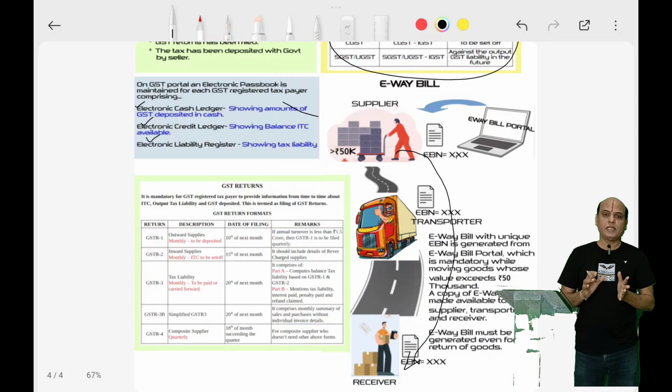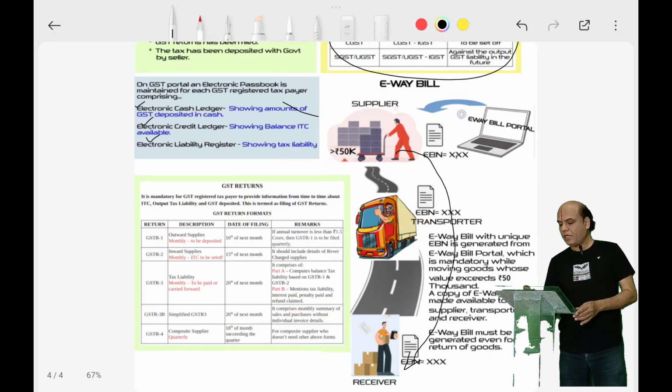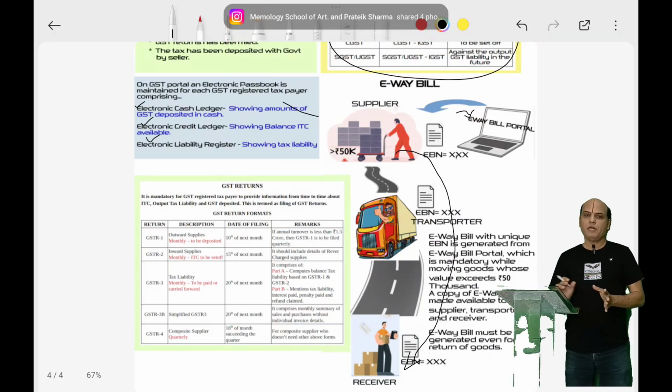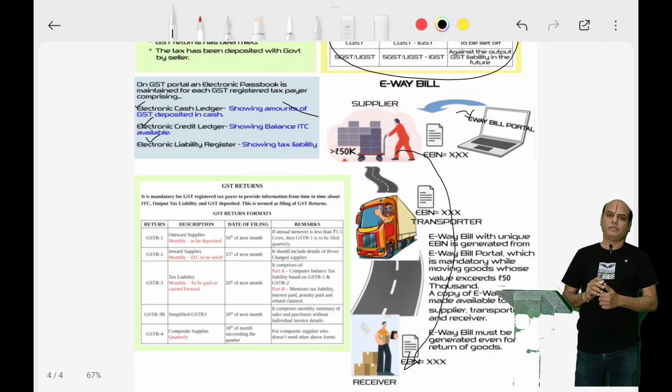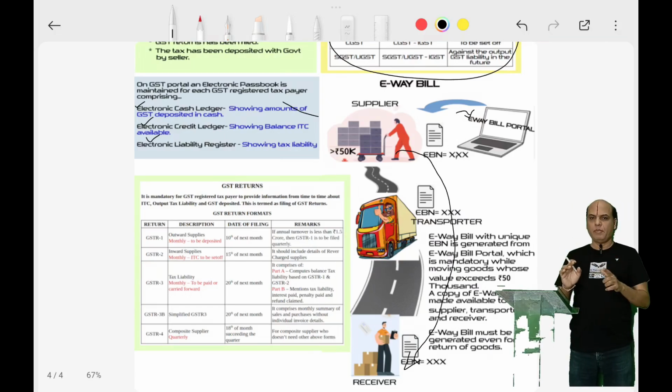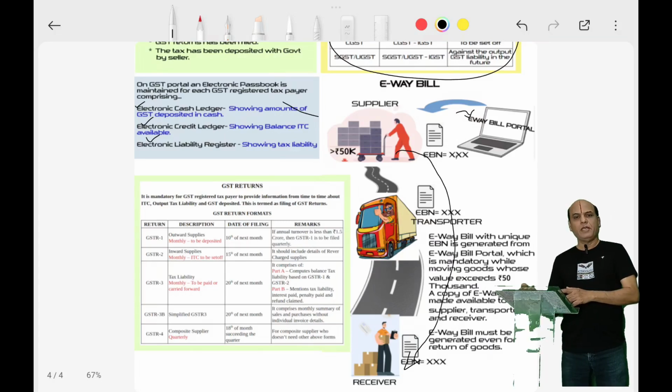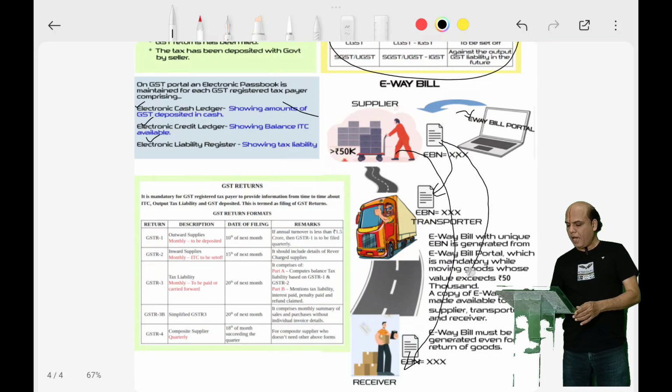How does the supplier generate an e-way bill? He will go to a portal maintained by the GST Council. It is called the e-way bill portal. There, the supplier will generate an e-way bill, which will have a unique e-way bill number. This document is generated from the e-way bill portal by the supplier. A copy of this has to be shared with the transporter who is transporting the goods, and a copy has to be shared with the receiver.